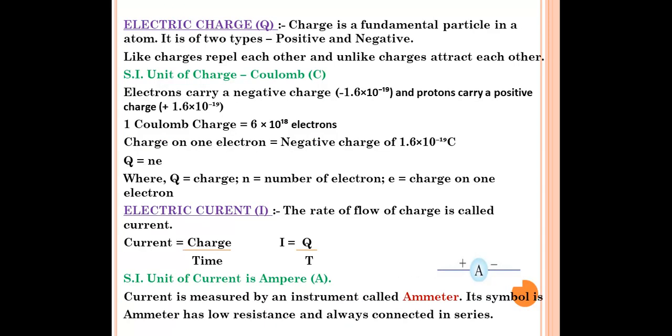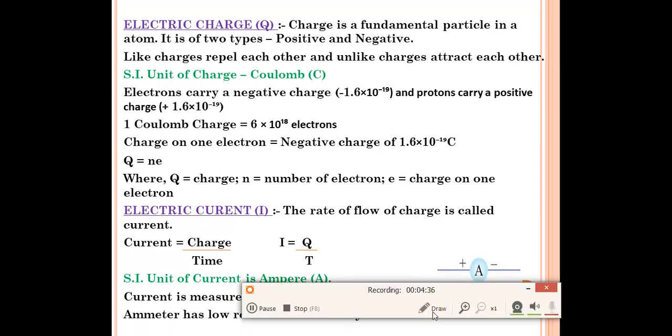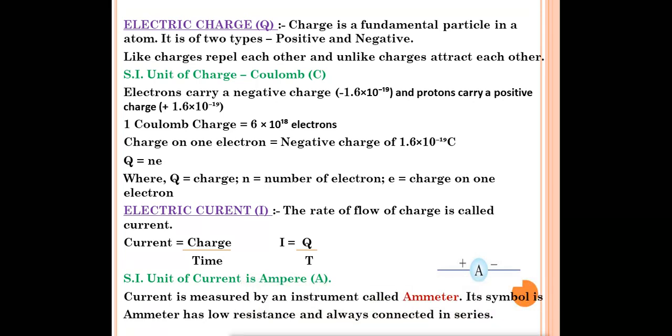First of all, we'll start with the first physical quantity, that is called electric charge. What is the symbol of electric charge? It is represented with the letter Q. So what is the meaning of charge? Charge is a type of fundamental particle which is present in an atom. There are two types of charges, positive and negative.